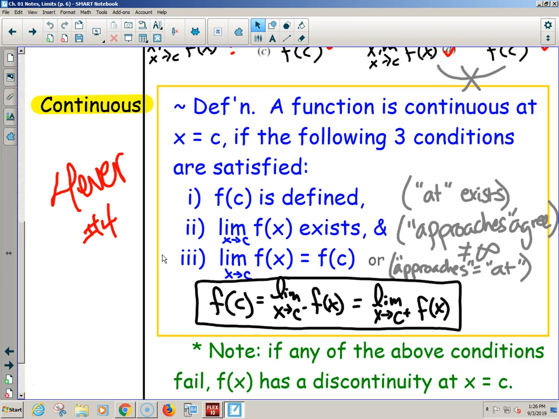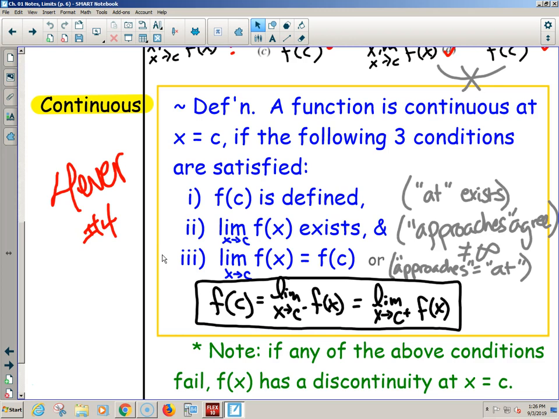This one is talking about the point existing. At x equals c, is there a point? This one's talking about the approach. Are both approaches agreeing? Not infinity, not agreeing to infinity, but agreeing to a constant, and the limit exists. And then, does the approach equal the at? Are they the same thing?